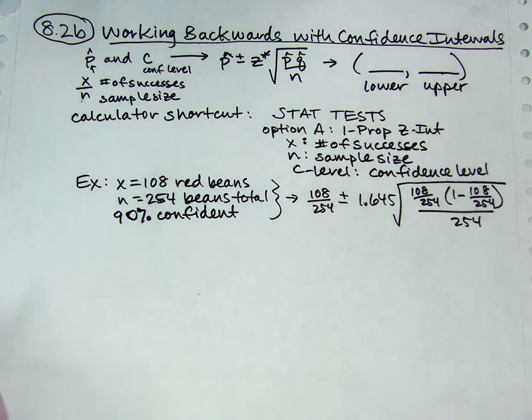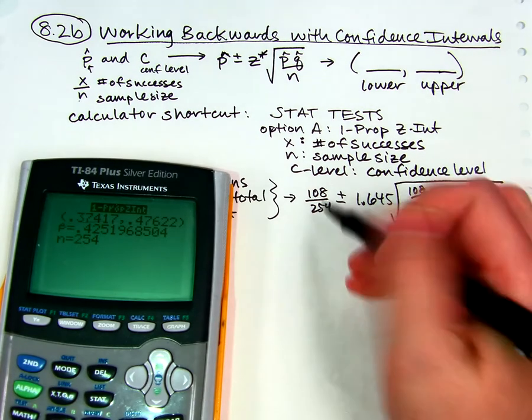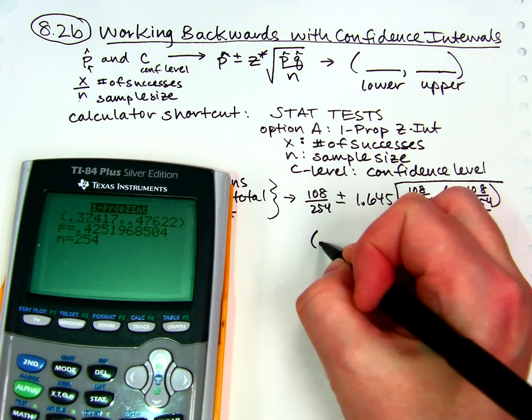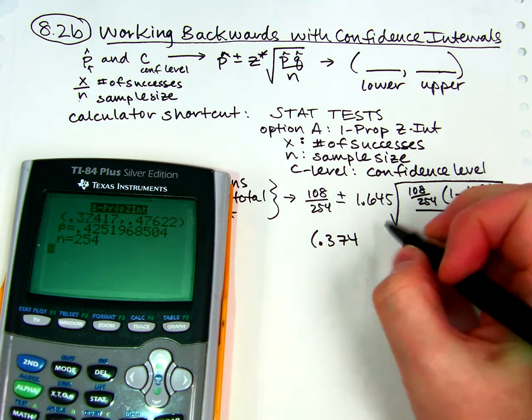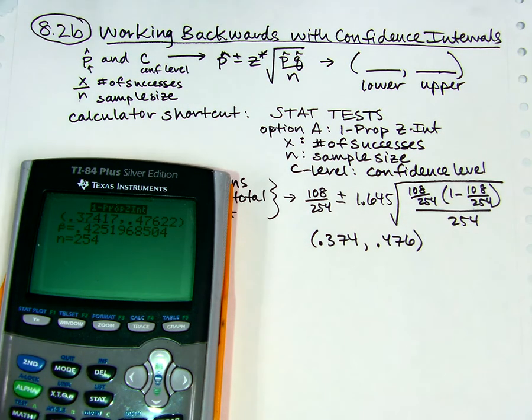And I'm actually going to go back on my calculator so you can see how fast it really is. It's amazing. So I just typed all this stuff, and when I hit calculate, it just goes poof, there's your confidence interval. Isn't that amazing? So it gives you the confidence interval of 0.374, and I'm not going to put all those digits, 0.476. This is the interval I gave you in the warm-up, and I made you work backwards to find the number of red beans and all of that. So I wanted to show you that is a super fast way to get your interval.